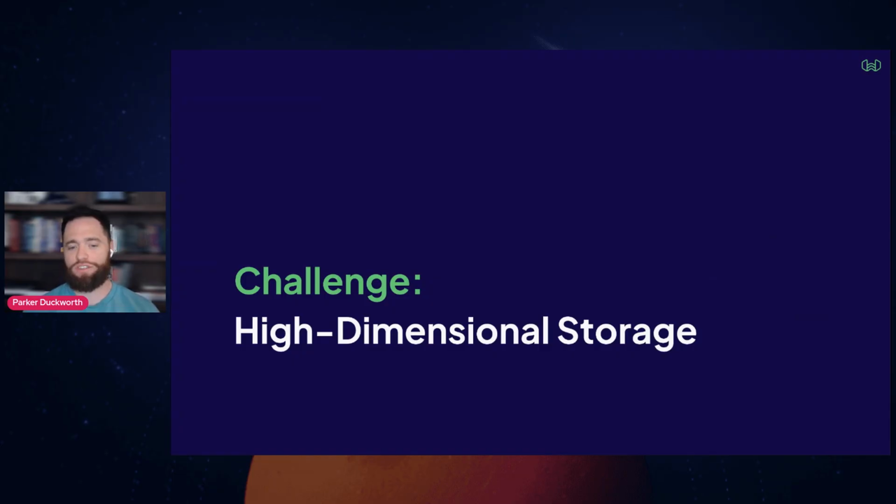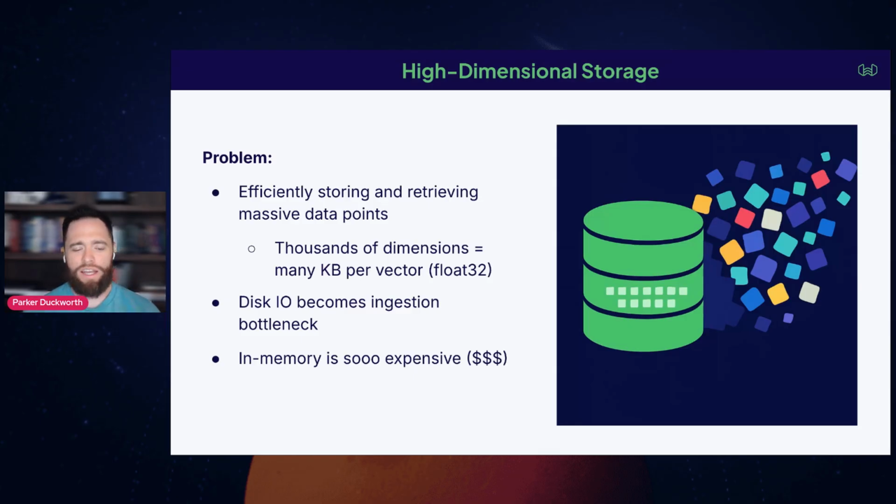So the next challenge, which is the first of the challenges unique, I would say, to vector databases, is the requirement of storing high dimensional data. Now, this really boils down to efficiently storing and retrieving massive data points. I mean, if you look at an individual vector, there's thousands of dimensions. One single vector can be many kilobytes of data. If you extrapolate this to millions or billions of vectors and their accompanying objects, you can imagine the storage amplification of this type of data.